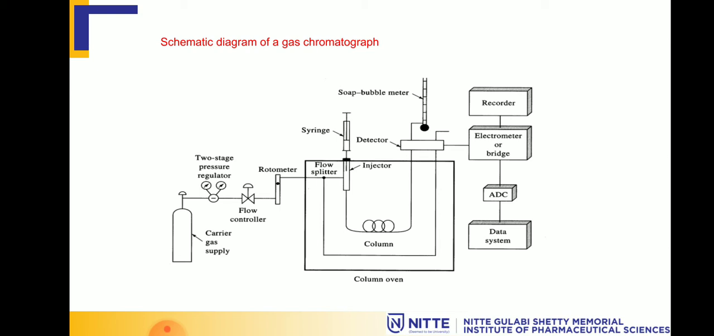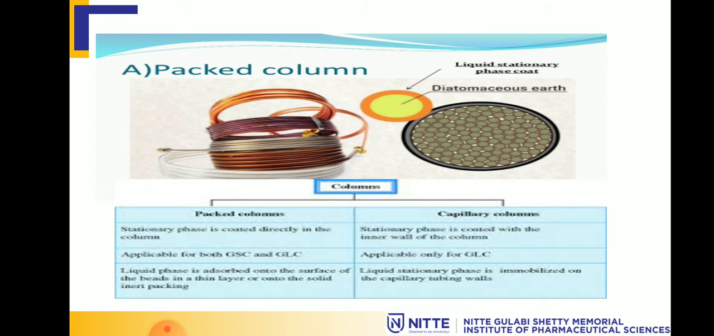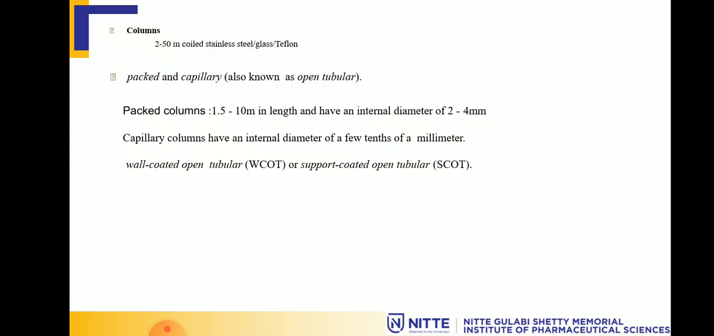We'll see the difference between the packed column and the capillary column on the third slide. Before this, I just wanted to mention the three different types of open tubular or capillary column: WCOT, SCOT and fused silica wall coated, that is FSWC. So how do they differ?